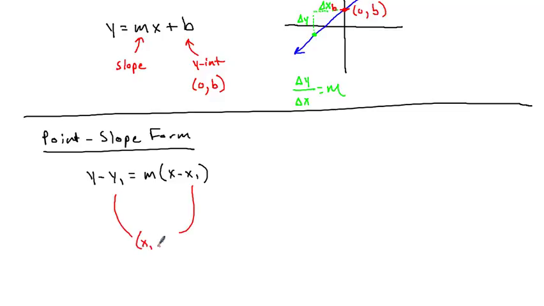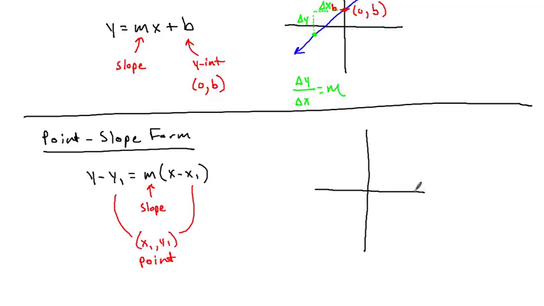We can see the x1 and the y1. This is a point that's on the line. And then we can also see the slope. So we don't have to do anything to figure out a point or to figure out the slope. We just look at it and you can see it. So we'll draw a quick picture of what that looks like.